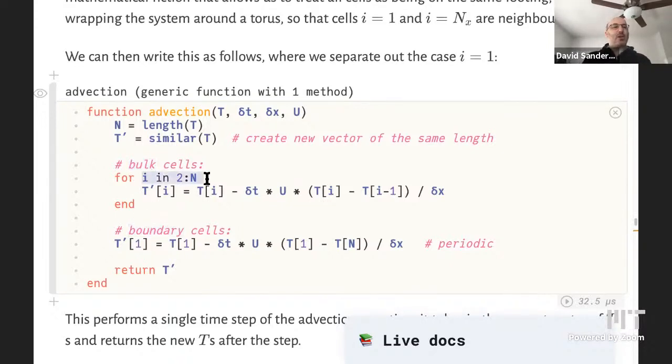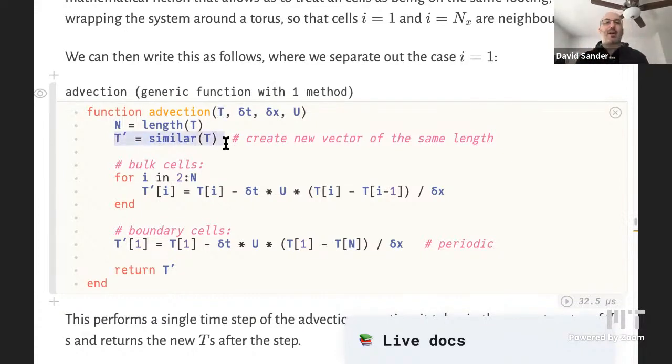So here I'm just literally doing a for loop over all of the cells in the bulk, and I'm just literally writing out that equation that we just had in terms of the cell number I, exactly just as the equation said. And then at the boundary, I do something special, which is that I treat the cell number I minus 1 as the cell number n on the other end, which just gives me my periodic boundary. So I'm making a function, advection, which takes in a vector t of the current temperatures, and we'll go through.